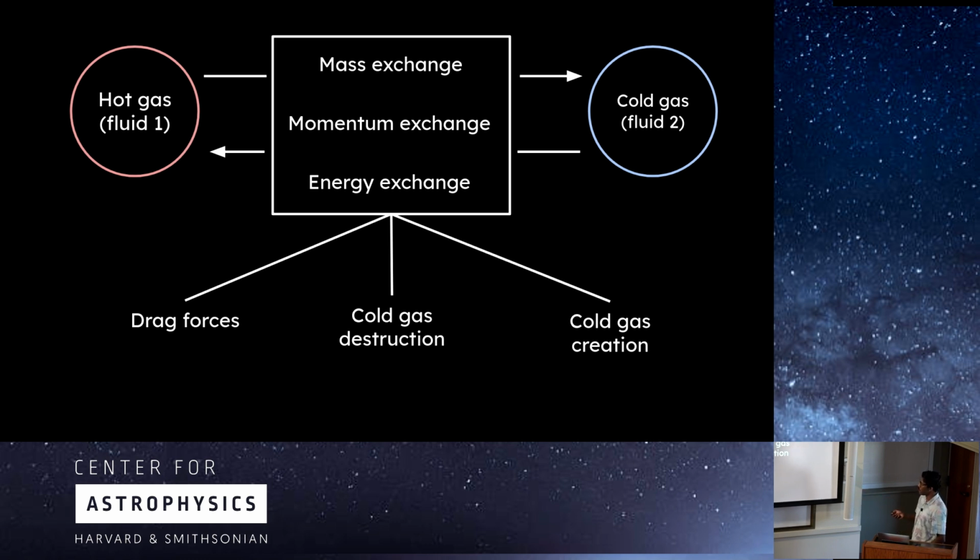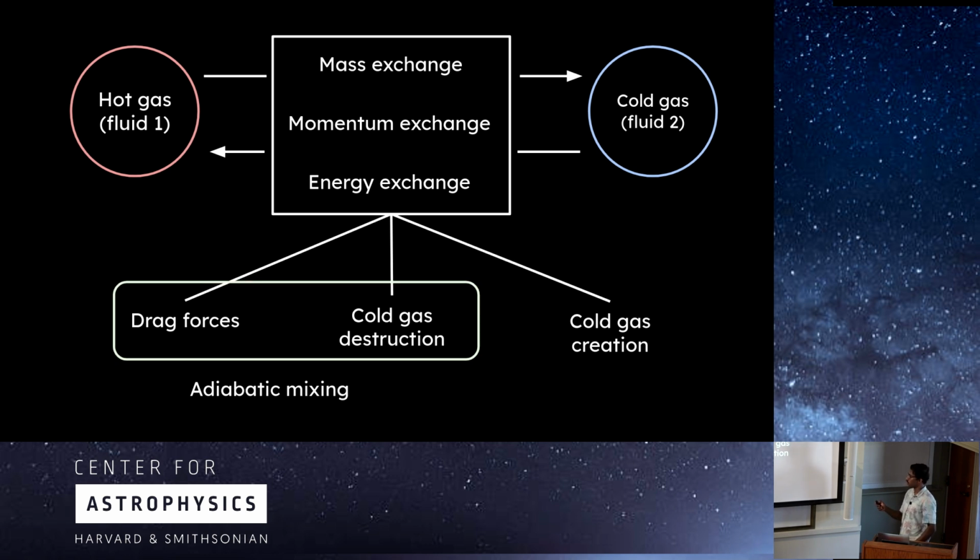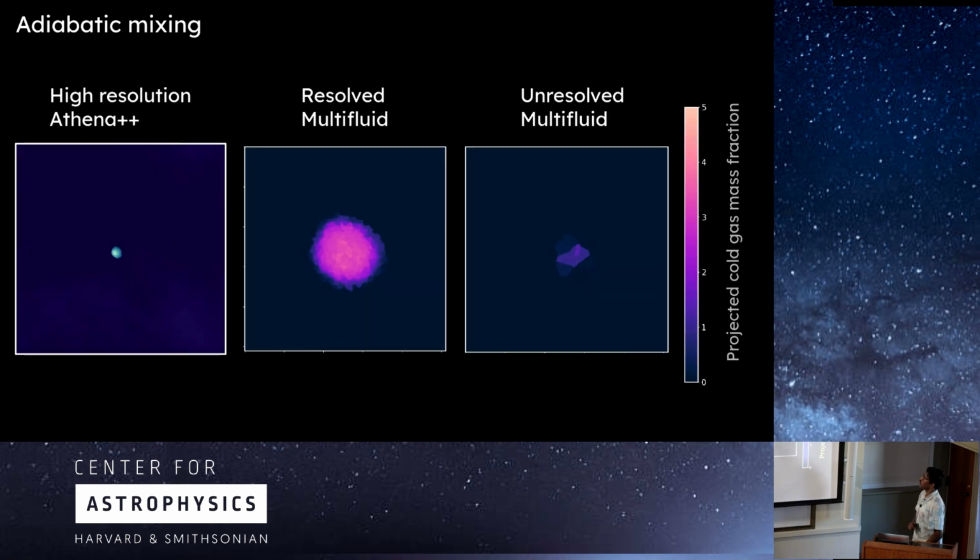Now, in a realistic scenario, all of them are working together, but for that to work, we have to make sure that each of them is actually correct. So we first start off by testing without the cold gas creation. This is essentially like turning off the cooling in the simulation. And we would call it adiabatic mixing in this case.